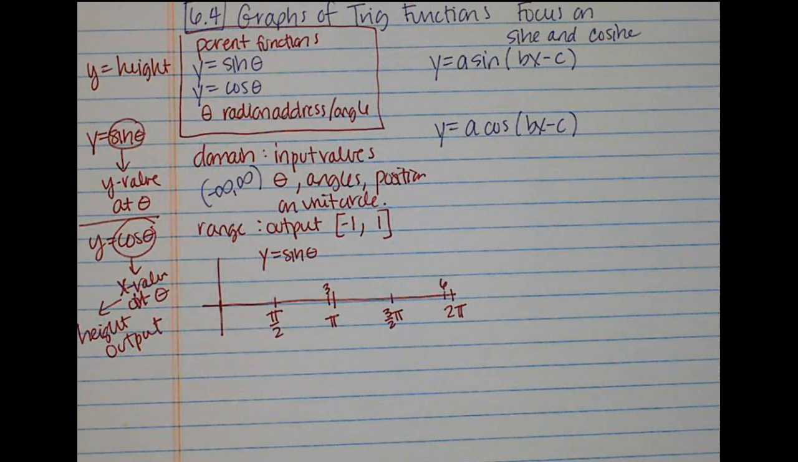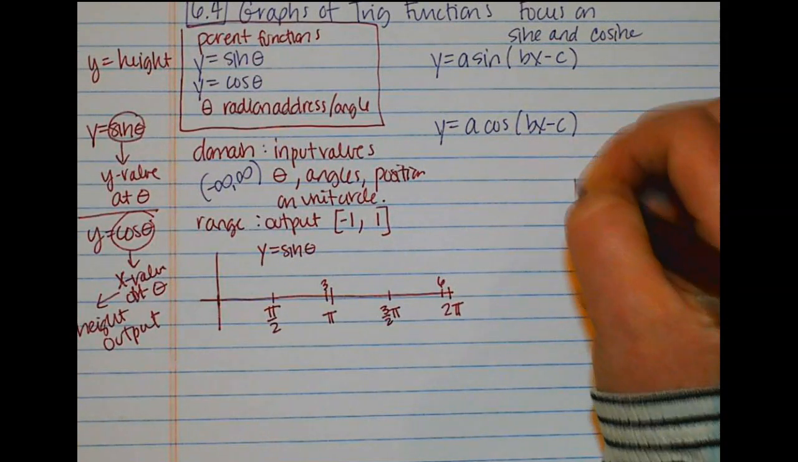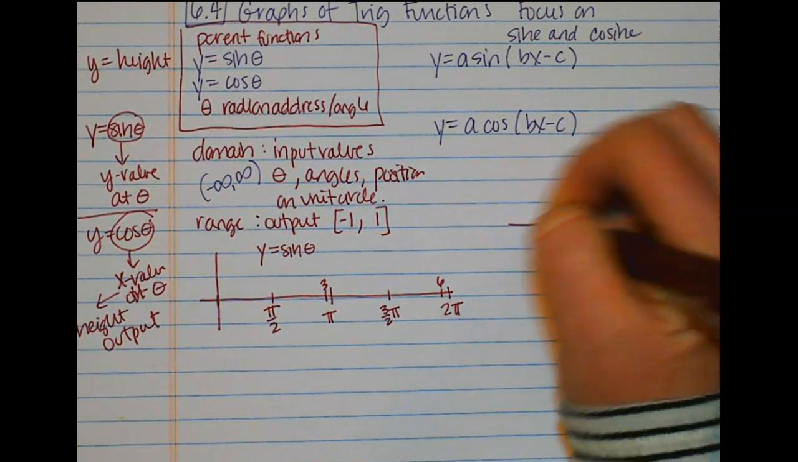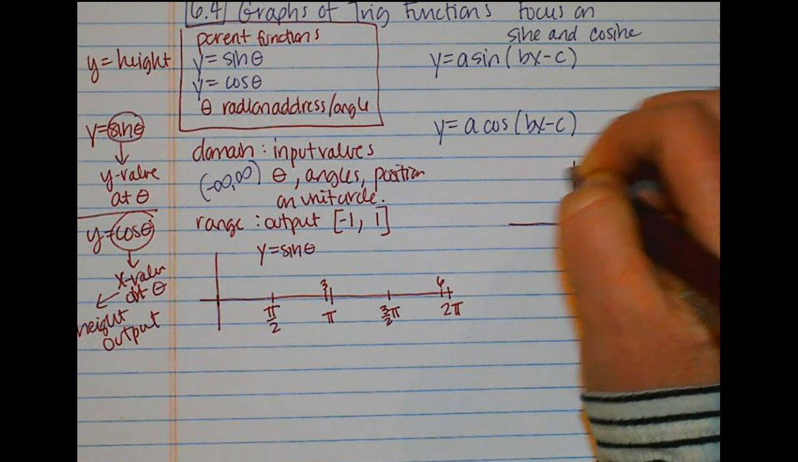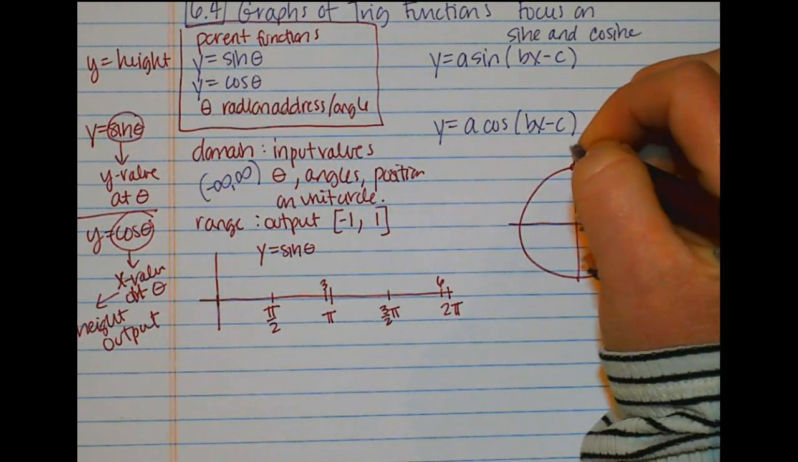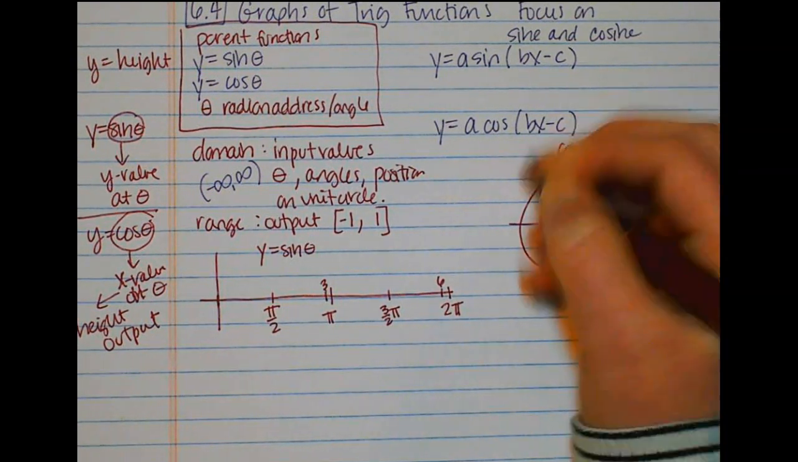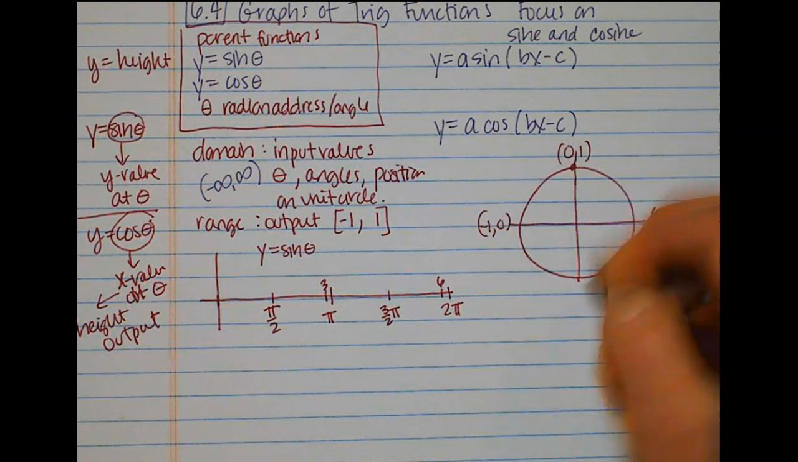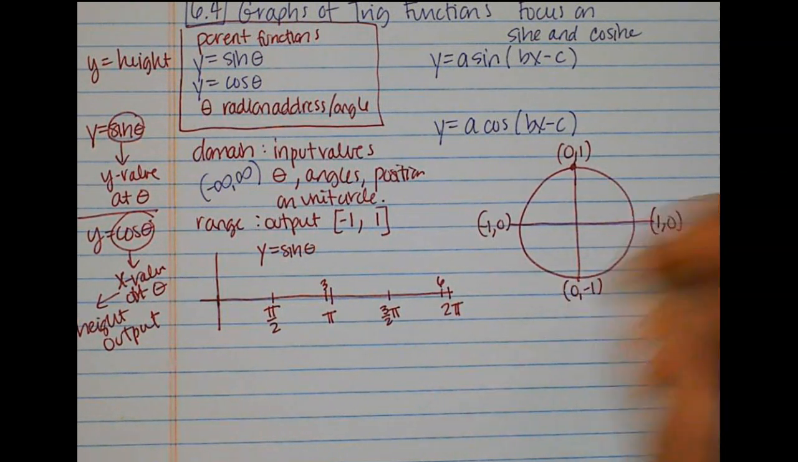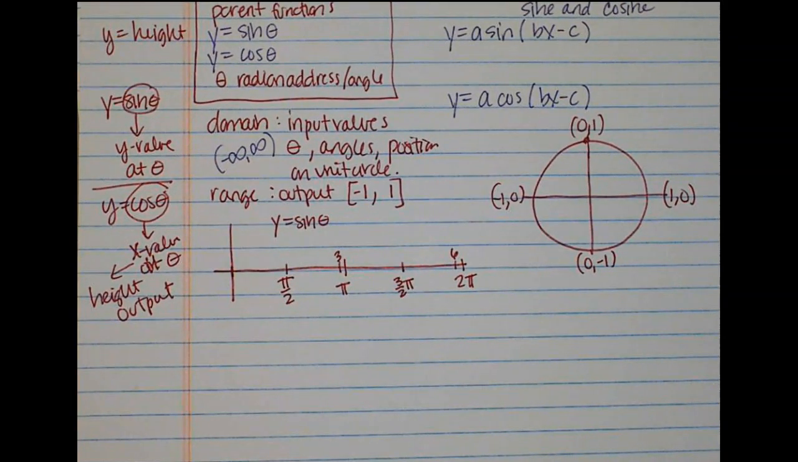So, sine, the input value is the radian angle. So here's my tiny unit circle. I will go back over to these in a minute. I'm going to use this space for clarity. That's not so bad. I've got 0, 1, 1, 0, negative 1, 0, 0, negative 1. Lovely.